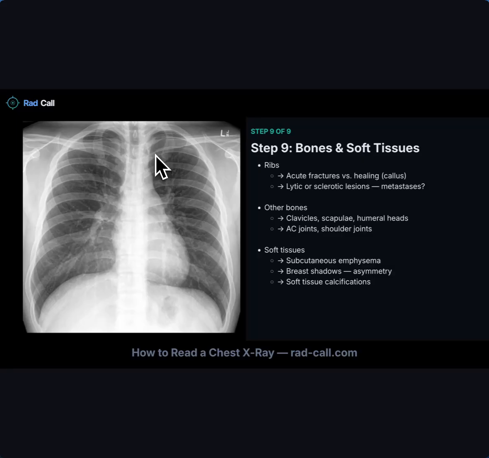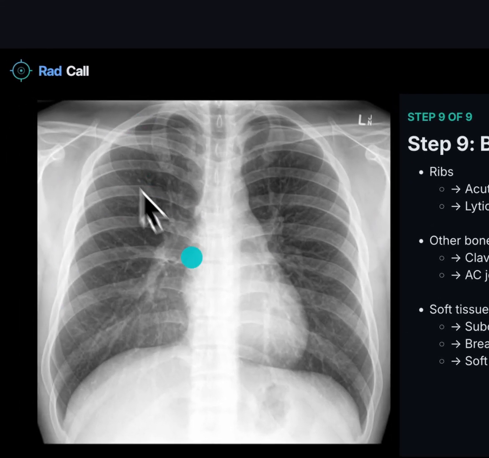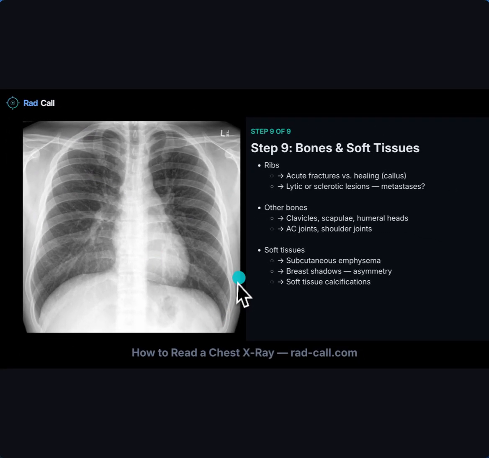So you're looking at the clavicles, the scapula, the AC joints, the shoulder joints, looking at the subcutaneous tissues for subcutaneous emphysema that can indicate a small pneumothorax somewhere that you're missing. The breast shadow at times can be seen. This is a male, but in females, or any soft tissue calcifications. There you have it. That's the 9-step approach to a standard AP or PA radiograph.